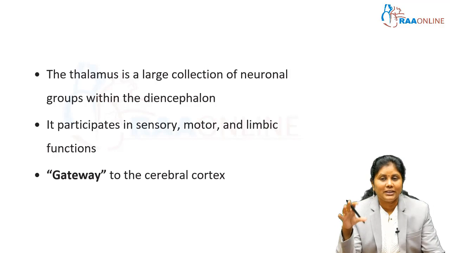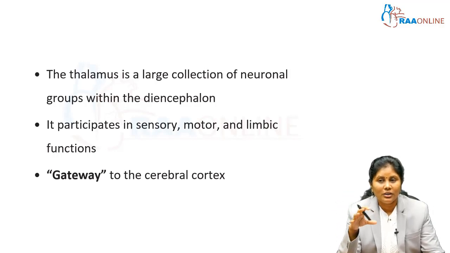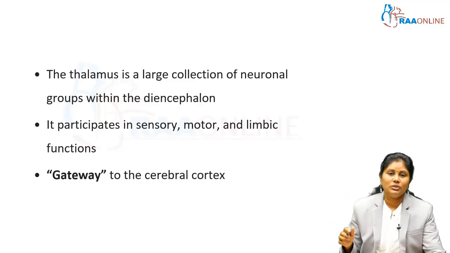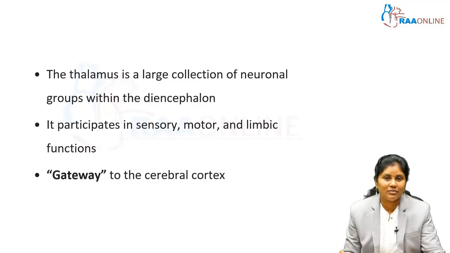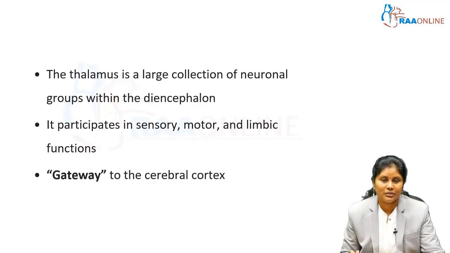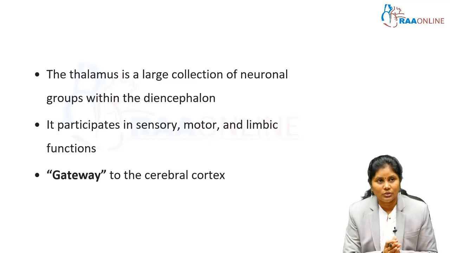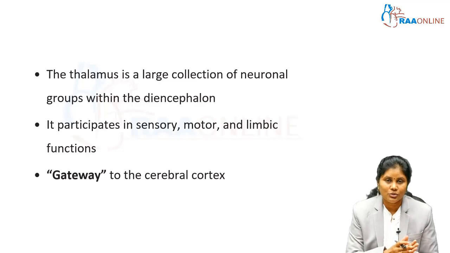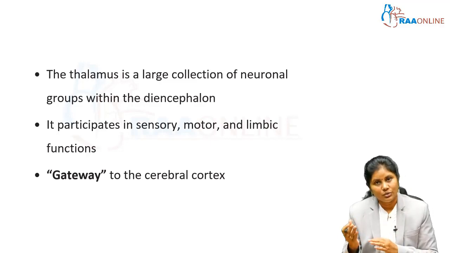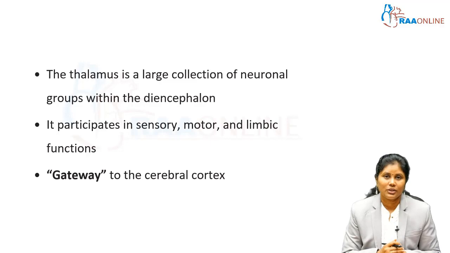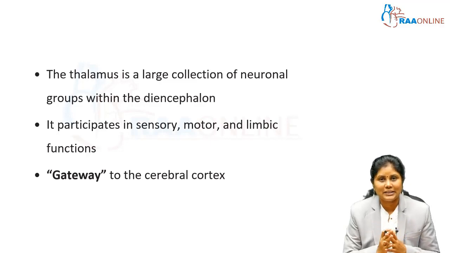Basically, they are nothing but a collection of neurons. They have different nuclei and all the nuclei are collected into different groups based on anatomy as well as functional wise. All these collections of neuronal groups which are present within the diencephalon form this thalamus. Functionally we can classify these neurons as sensory neurons, motor neurons, or neurons associated with limbic functions. So this thalamus is actually a relay station.